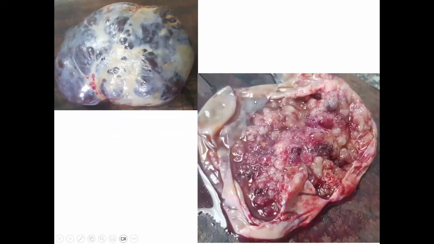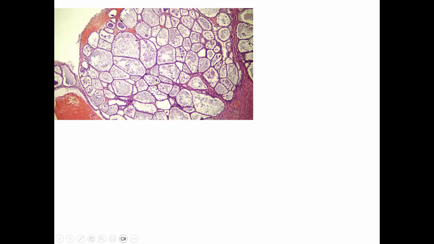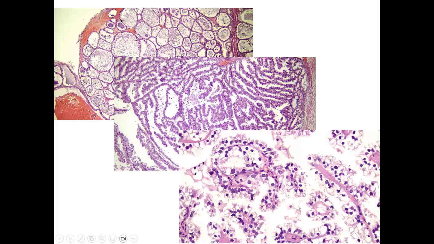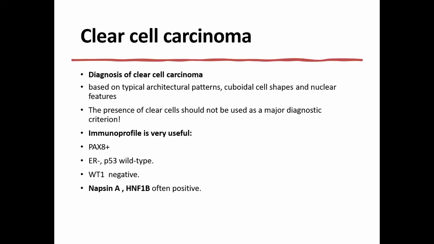So here is an example of a case of clear cell carcinoma that shows a cystic lesion. This is an endometriotic cyst in the background with these papillary structures that reveal tubulocystic papillary proliferation lined by clear cells exhibiting a high degree of cytologic atypia. So this is a clear cell carcinoma.